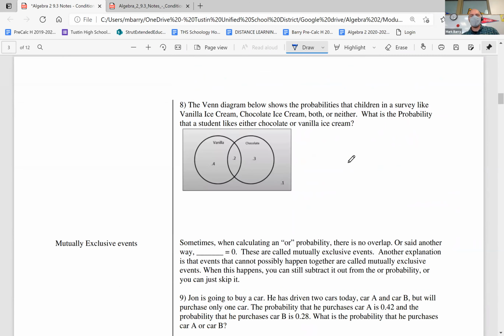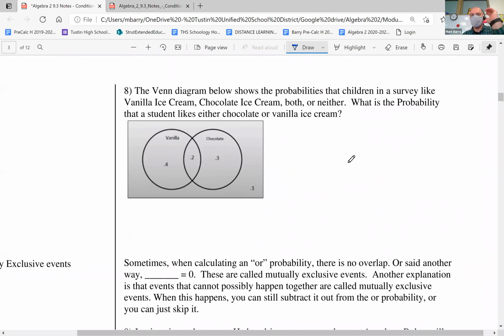Now we have this on a Venn diagram. We have the vanilla only, the chocolate only, the chocolate and vanilla in the middle, and then the neither on the outside. It asks, what's the probability that a student likes either chocolate or vanilla? So we have probability of chocolate or vanilla. We could actually use the formula for this, so let me write out the whole formula here.